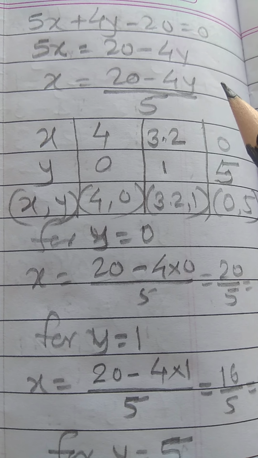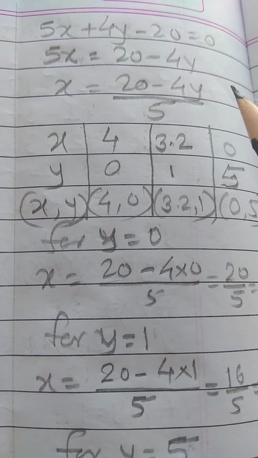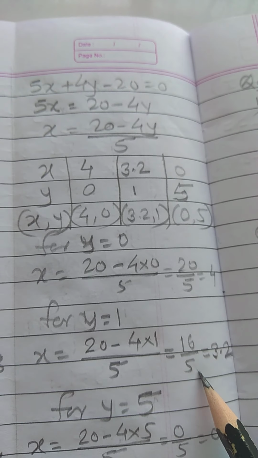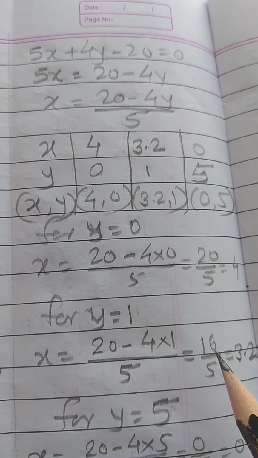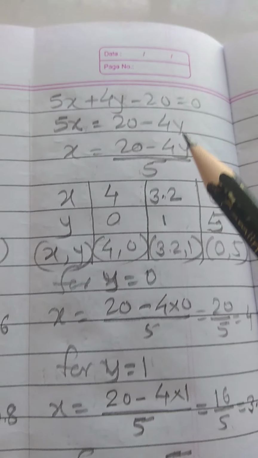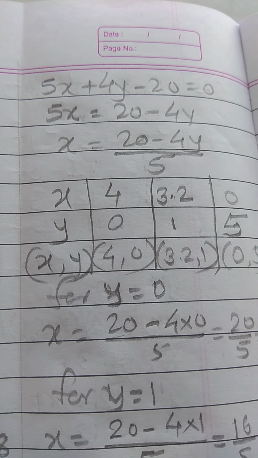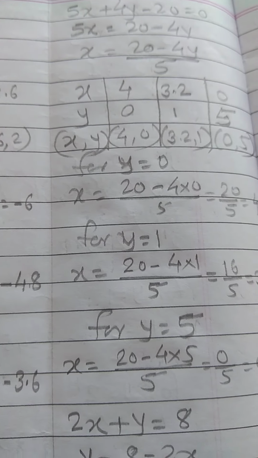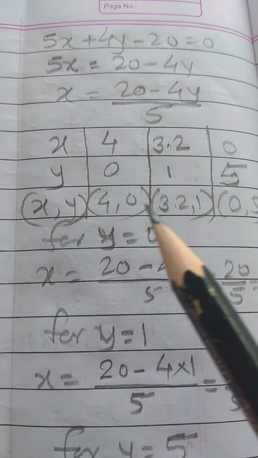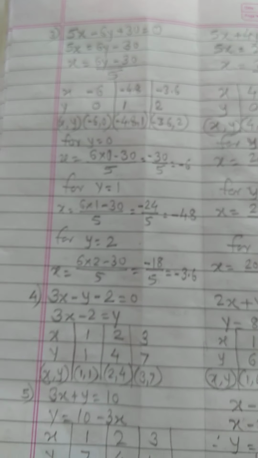If we take the value of y as 1, then 1 times 4 will become 4. 20 minus 4 will give you 16, 16 by 5. 5 times 3 is 15, remains 1, it will become 10, 5 times 2 is 10. If y equals 5, then 5 times 4 is 20, 20 minus 20 will become 0, so 0 upon 5 will be 0. So we can have the points (4, 0), (3.2, 1), (0, 5). You can draw the graph and you can get the solution.